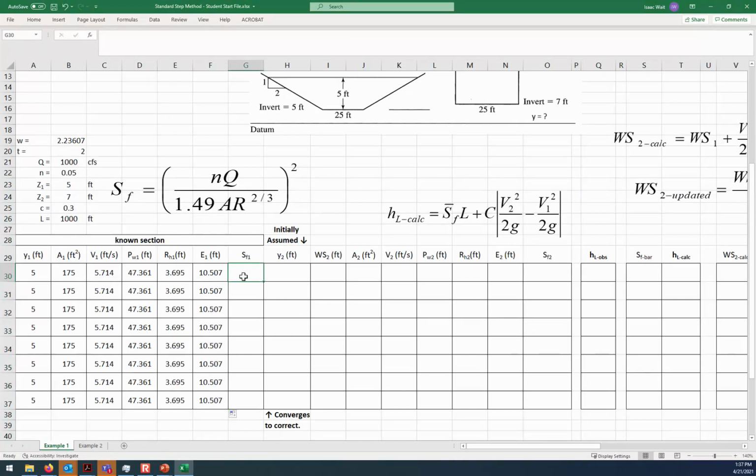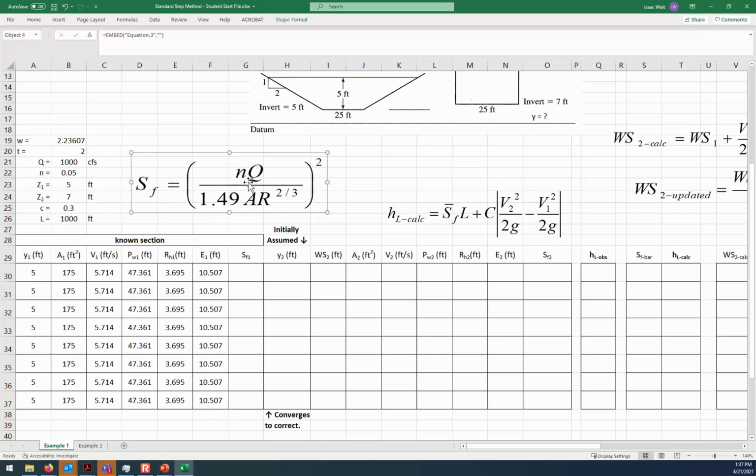Now the slope of the energy grade line is going to be based here on Manning's equation, so that would be the slope of the energy grade line just at location 1. It is the n value, 0.05, times the flow rate, 1,000 CFS, divided by 1.49, that's the prefix that we use if we have traditional units. In fact, it's 1.486, but we'll just use 1.49. Multiplied by the area times the hydraulic radius to the power of 2/3, which is 0.66667, and then all of that is to the power of 2. This gives us the slope of the energy grade line as 0.00644.